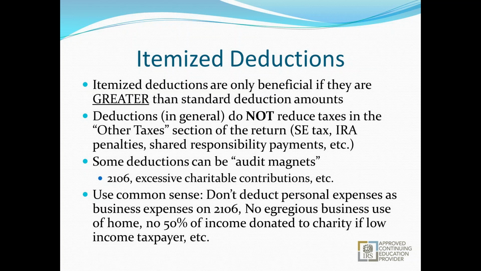Giving too much money to charity, you want to use common sense. If you have someone sitting at your desk and they are giving you the information to itemize these returns, you don't want to deduct personal expenses as business expenses, so don't put the groceries on the 2106. You don't want any egregious business use of home. Someone comes in and says, yeah, I use half of my house as an office. I've seen it. It's an immediate red flag. You got to pay attention and stuff like that.